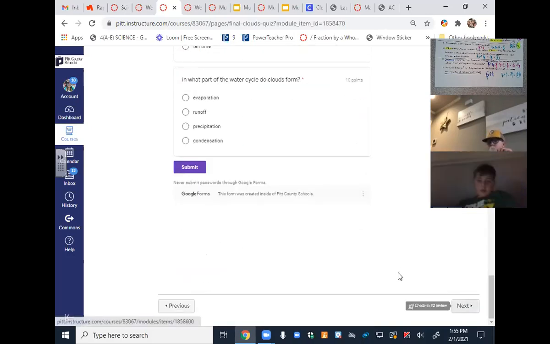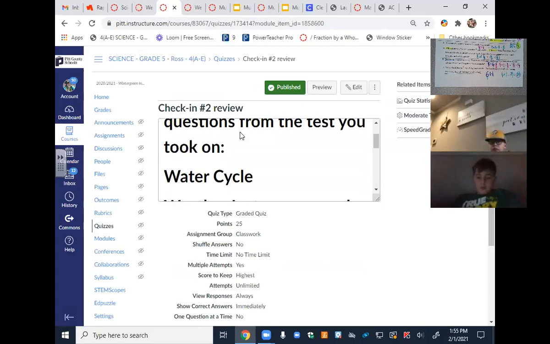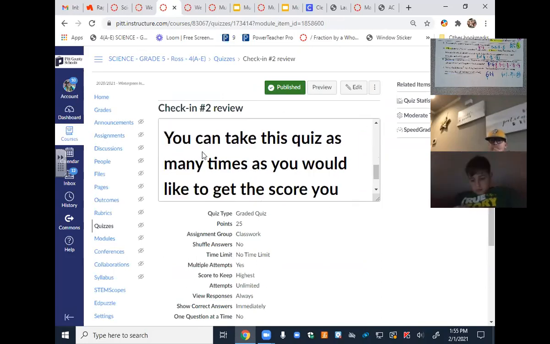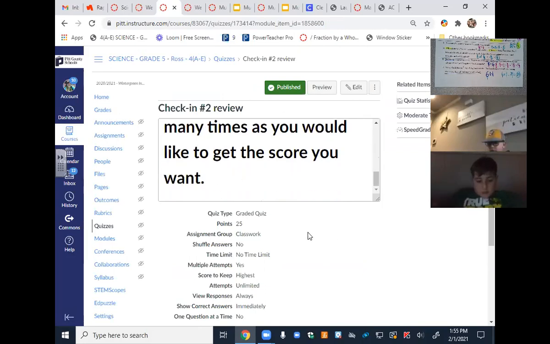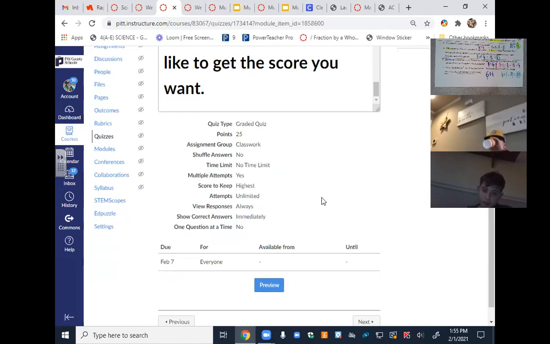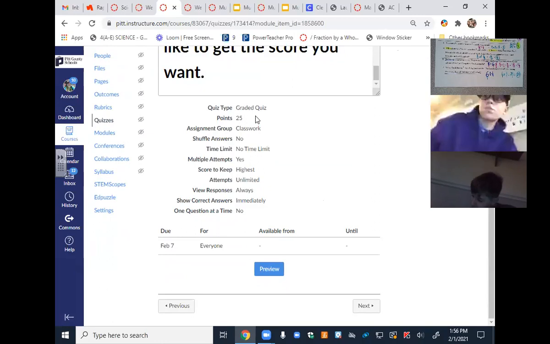Then you'll click next. And then there is a check-in review. These are 25 most missed questions from the last 2 tests you took. You can also take this as many times as you would like to get the score you want. See here how it says unlimited attempts? So every kid in this Zoom should get at least 20 out of 25, okay? But there's no reason why you couldn't get a perfect score if it tells you the answers and you have a chance to do it as many times as you want, okay? And then that's all you have to do for science today.